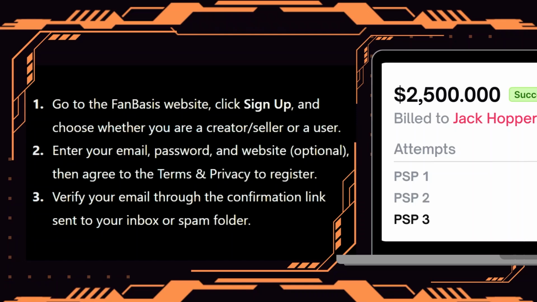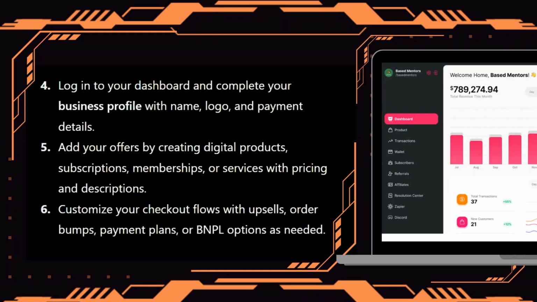To start, go to the Fanbasis website, click sign up and choose whether you are a creator or seller or a user. Enter your email, password and website optional, then agree to the terms and privacy to register. Now verify your email through the confirmation link sent to your inbox or spam folder. Then, log into your dashboard and complete your business profile with name, logo, and payment details.